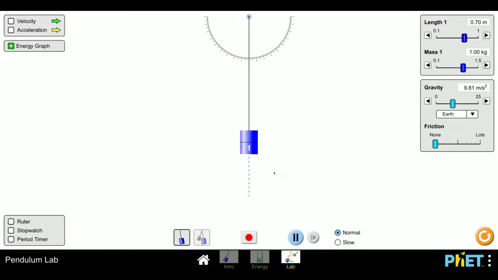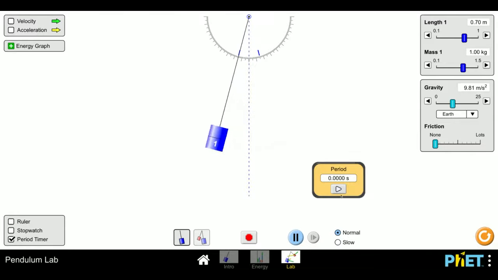Good. Okay, so here's our pendulum. And you can move it up to some angle, say up to 15 degrees, and let it swing. And you can see that right now it has a length of 0.7 meters. Okay, and then you can do things like time the period.